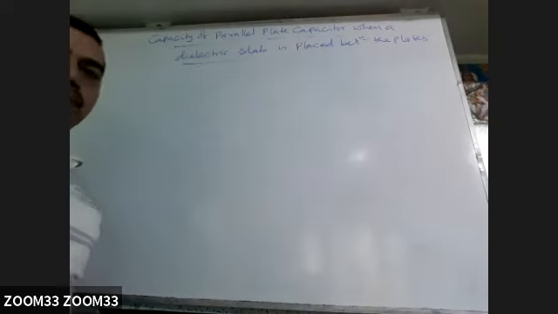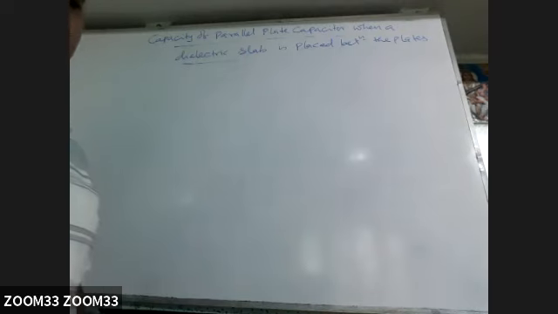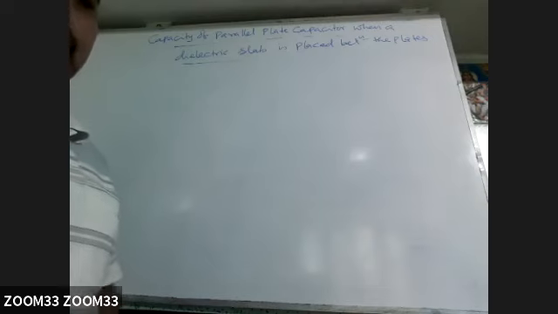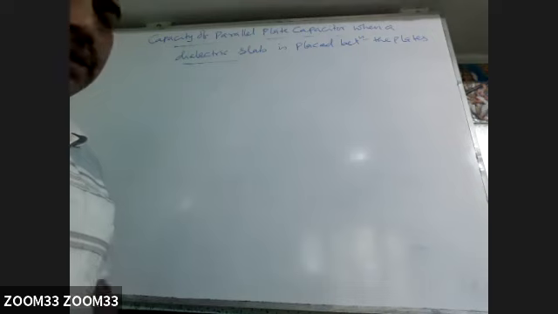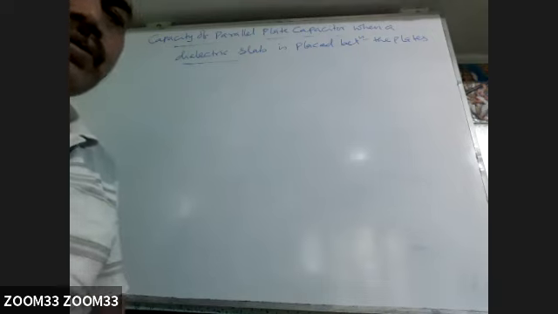So yesterday we have seen what will be the effect when a dielectric slab is placed in an electric field. Inside the dielectric slab, the electric field decreases, and the factor by which the electric field decreases, we call the dielectric constant.